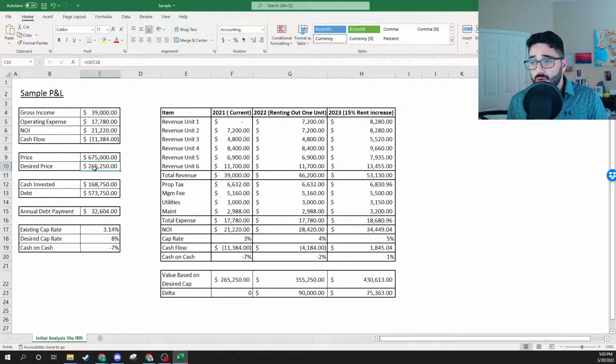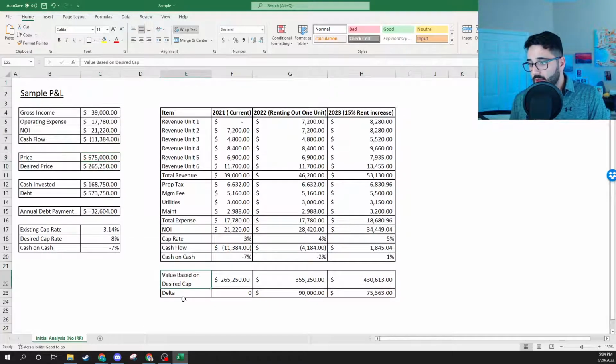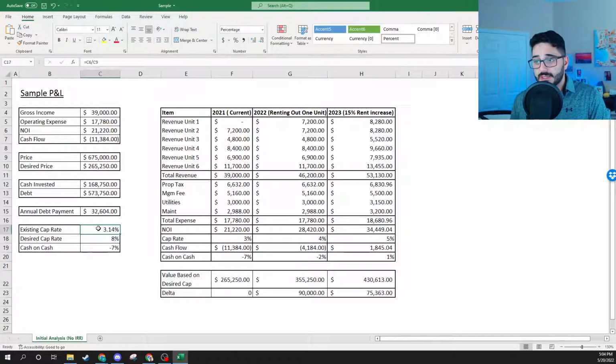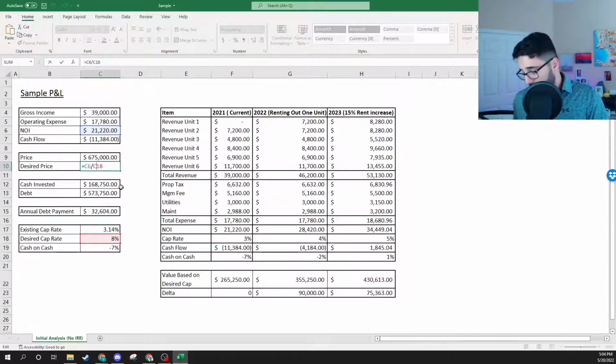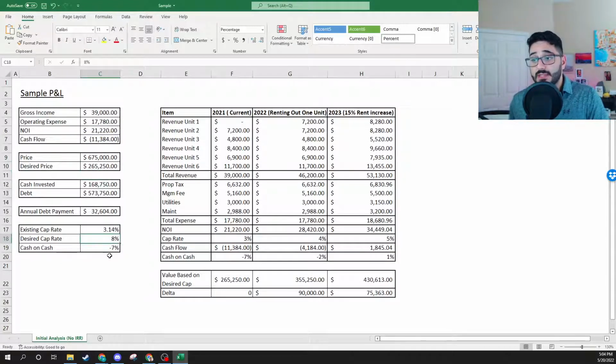So $265,250, if it's your desired price, and I know it's such a steep decline from what it was listed initially. So in this world, this offer wouldn't get accepted. But with 265,000, we said based on the desired number, what the cap rate would be. The existing cap rate is at 3.14. But if you were to hypothetically buy at this price, as you can see, the cap rate is 8%. Well, huge jump. Why? Because the NOI stays the same. The NOI always stays the same.